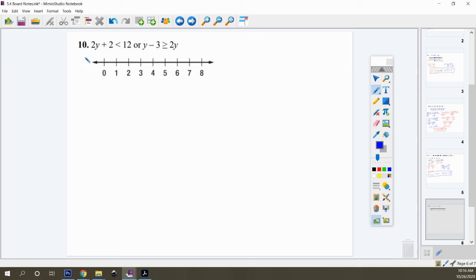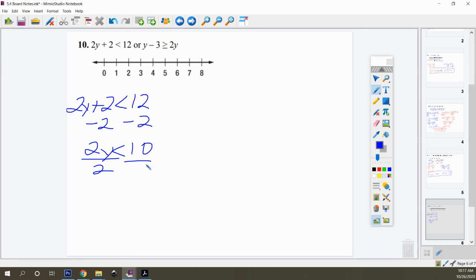So let's do this one more time. I'm going to start with this left one. 2y plus 2 is less than 12. We're going to solve this. I'm going to get rid of the plus 2 by minusing 2. It leaves me with 2y is less than 10. Divide by 2, divide by 2. y is less than 5.